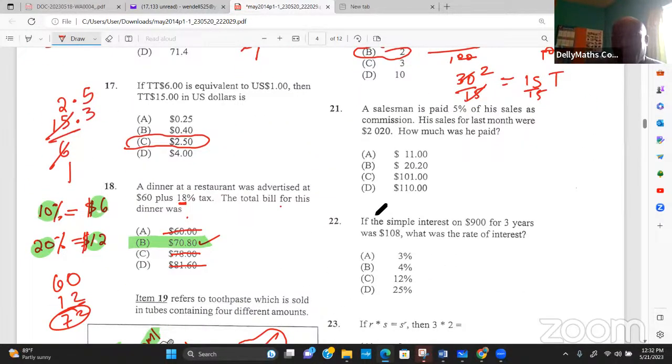All right? All right. A salesman is paid 5%. See what we're saying? 5% is spinning off from 10%. All right. So a salesman is paid 5% of his sales as commission. Question is, his sales for the last month is 2020. How much would he be paid? He's getting 5%. 10% of 2020 is the drop off, that's 0. So 10% is actually 202, right? So that is 10% right now.